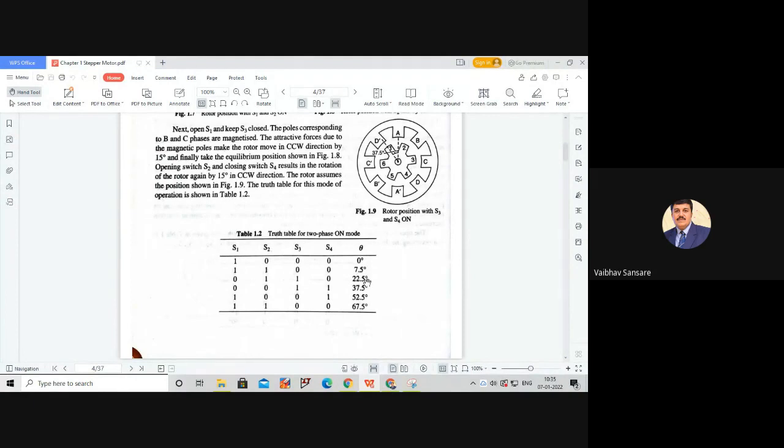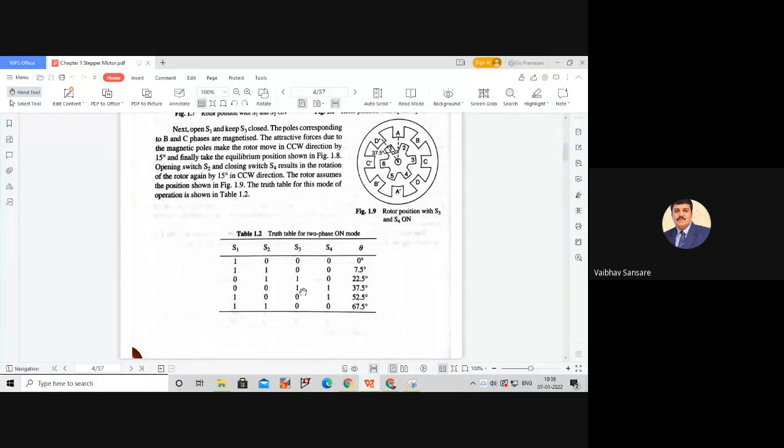Now the next operating mode: we turn off S1 by turning on S3. That means S1 is open, S3 is closed. In this case, the rotor tries to rotate in the counterclockwise direction from its position of 7.5 degrees by 15 degrees. So from its initial stationary condition, the rotor is at 22.5 degrees forward, that is in the counterclockwise direction. Now the next step is open S2, close S4.